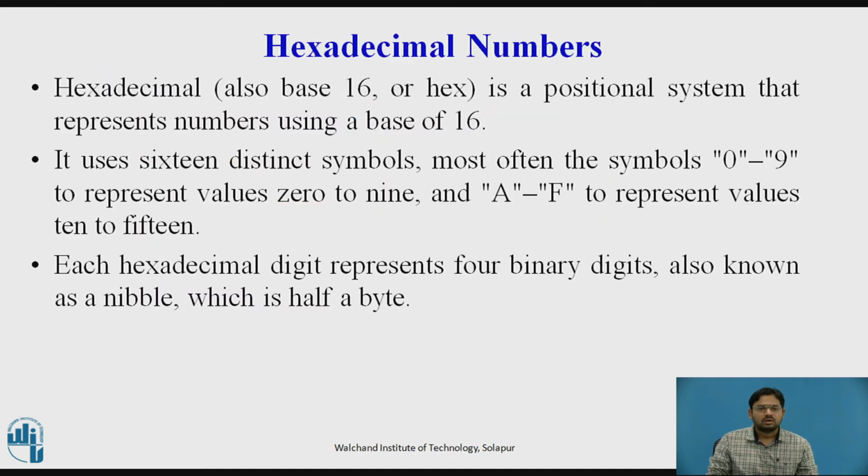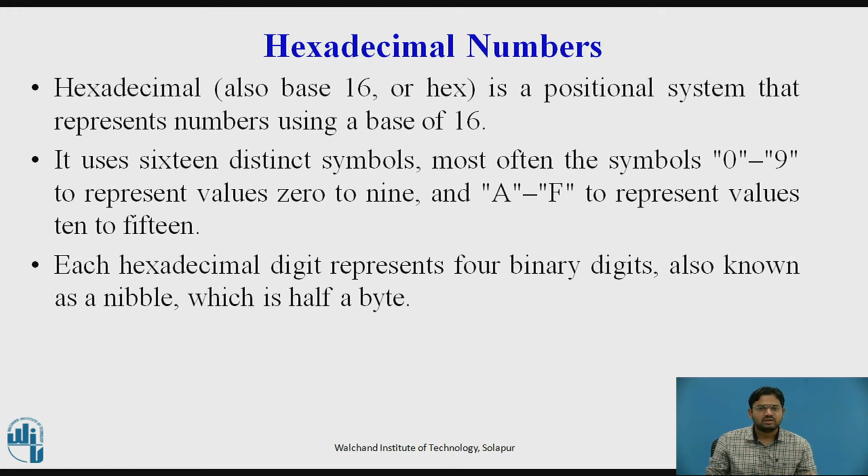So let's look at the hexadecimal number system. The name itself suggests it: hexa means 6 and decimal means 10. So 10 plus 6 is 16. So there are a total of 16 symbols involved in the hexadecimal number system. So which are those 16 symbols? That's why the base of the hexadecimal number system is 16, similar to the decimal number system, whose base is 10. So it uses 16 distinct symbols.